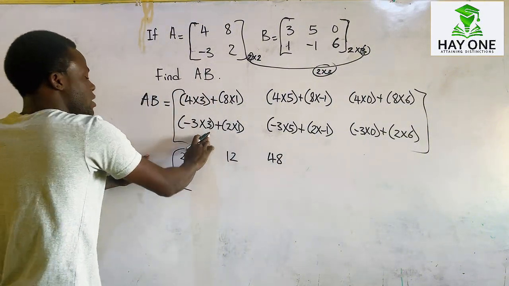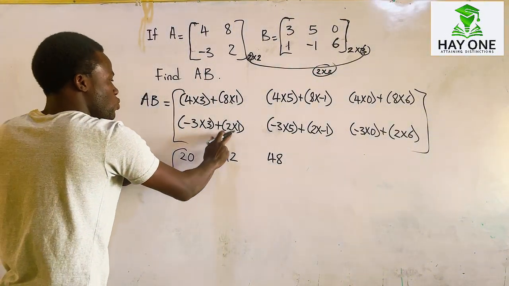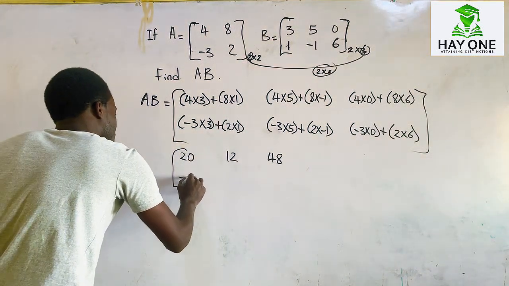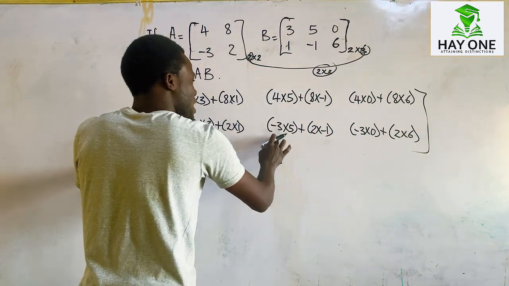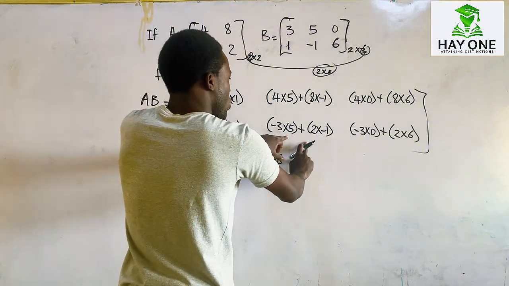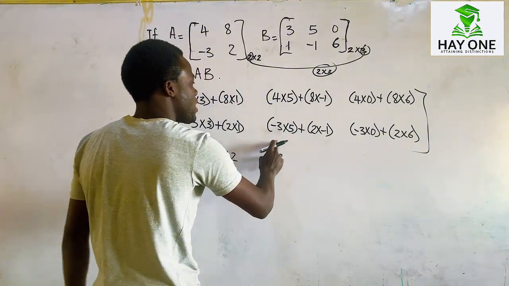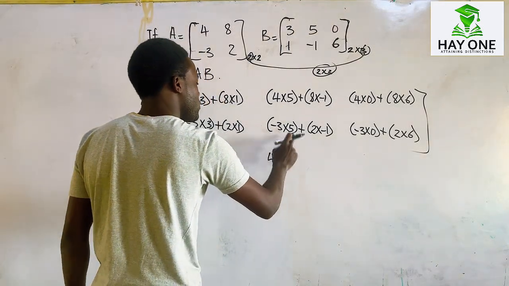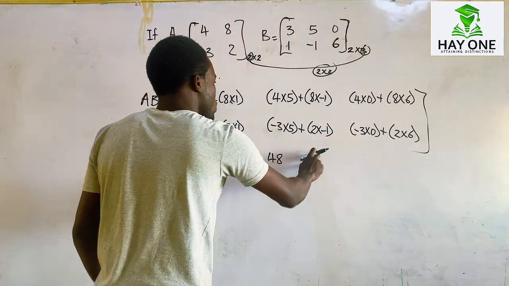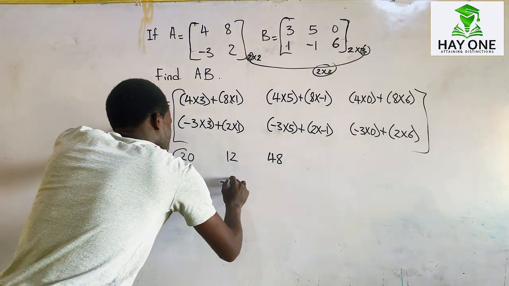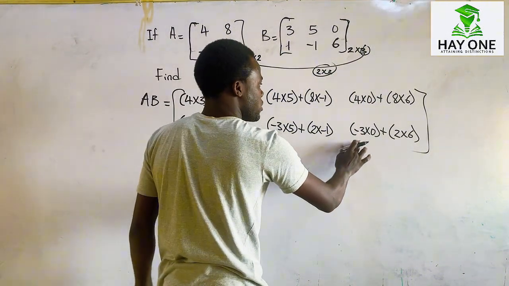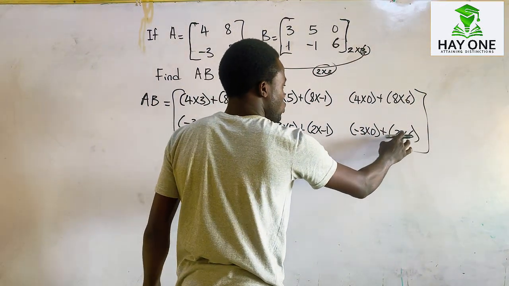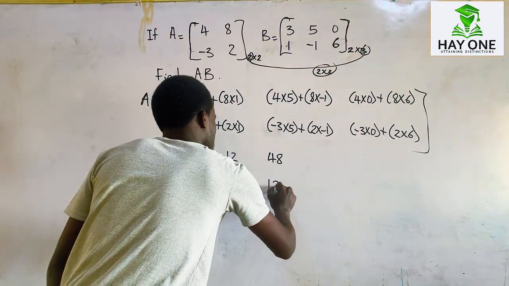Here we have minus 3 times 3. That's minus 9. Plus 2 times 1, 2. So minus 9 plus 2. We'll have minus 7. And here, minus 3 times 5 is minus 15. Plus 2 times minus 1 is minus 2. So we have minus 15 plus minus 2. Plus times minus is minus. So we have minus 15 minus 2. So minus 15 minus 2 will give us minus 17. And the last one, minus 3 times 0 will give us minus 0, which is the same thing as 0. Then plus 2 times 6 is 12. So this will have 12.